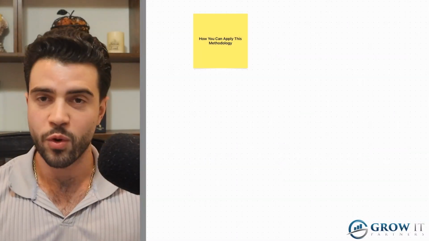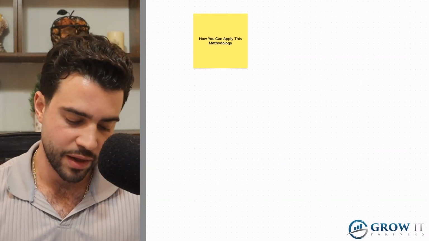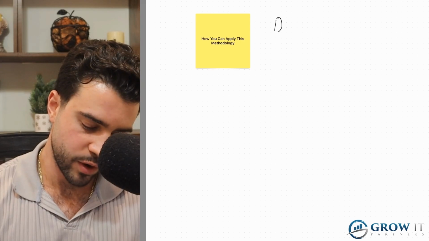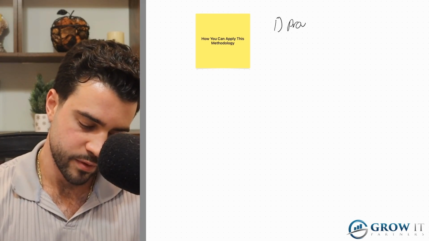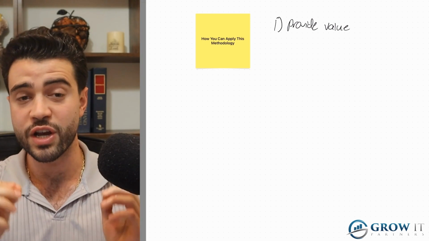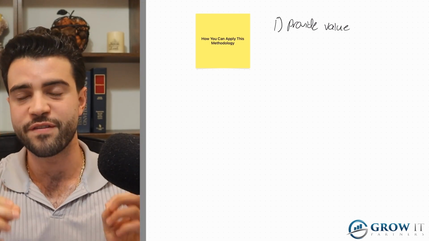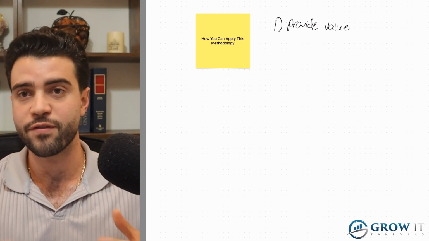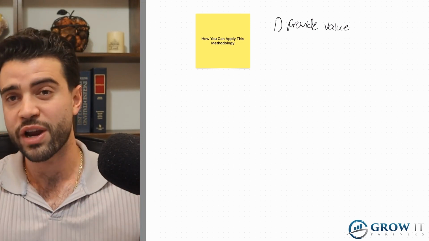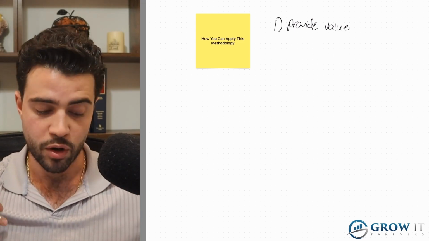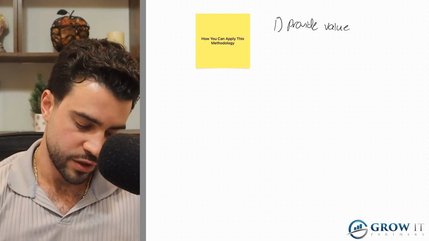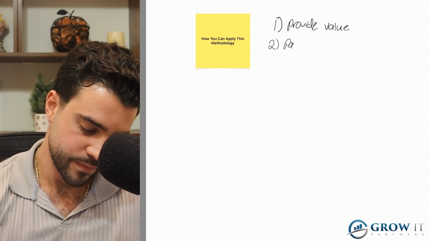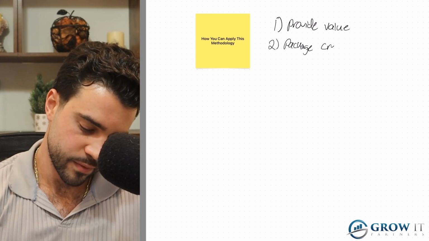And so you may be asking, well, what if I'm not in the cybersecurity space? How can I go about applying this methodology? Well, step 1 is provide value, right? Whatever you're doing, especially in cold email, when you're reaching out to someone who doesn't know you, it's going to be very, very hard for you to book a meeting with them if you're not providing value, especially if you have no brand or don't have the brand of a McKinsey or a Bain. Second thing that you want to do is package it creatively.